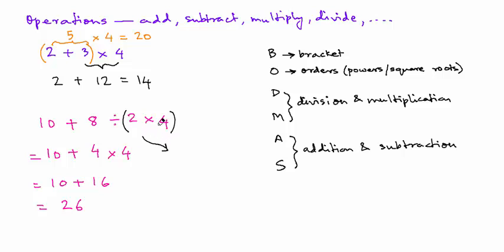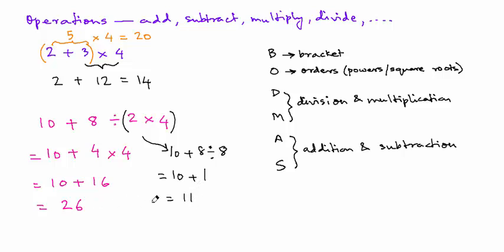On the other hand, if you had a parenthesis around the 2 times 4, that means you need to work that first ahead of the division. So this will be 10 plus 8 divided by 2 times 4, which is 8. And that's equal to 10, division ahead of addition, plus 8 divided by 8 is 1. That's going to be equal to 11. That's exactly how you apply the BODMAS rule.